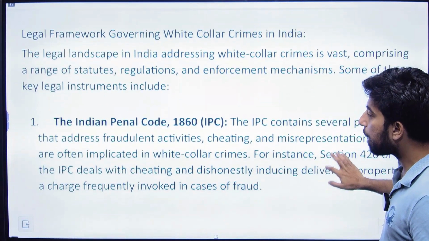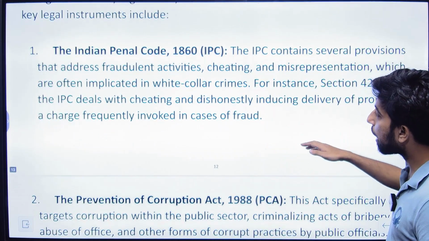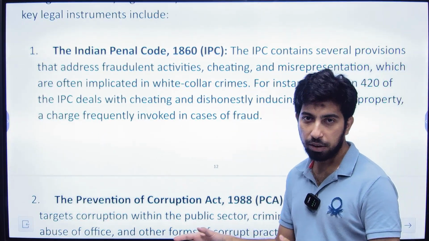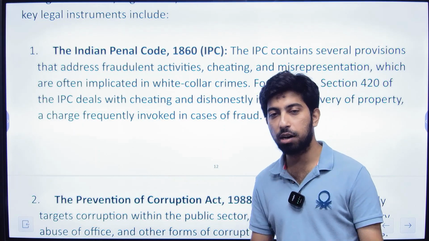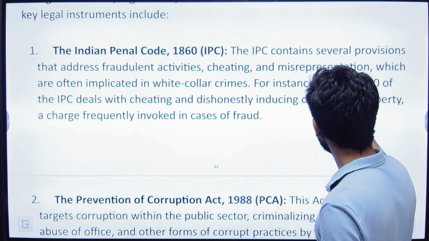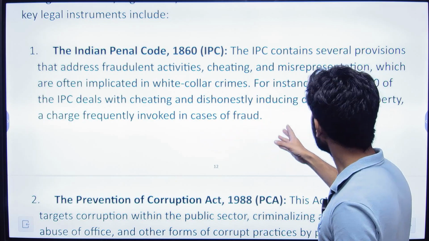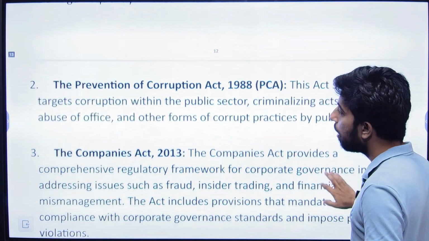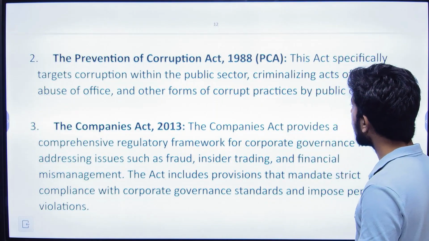Now, what is the legal framework for dealing with white collar crimes? We had the IPC. Now we have the BNS. It's not that the BNS does not cover these things. BNS equally covers all that was mentioned in the IPC. So cheating, misrepresentation, these are all the things which were dealt with and which are being dealt with under the present law, BNS also. Then we have the Prevention of Corruption Act 1988.